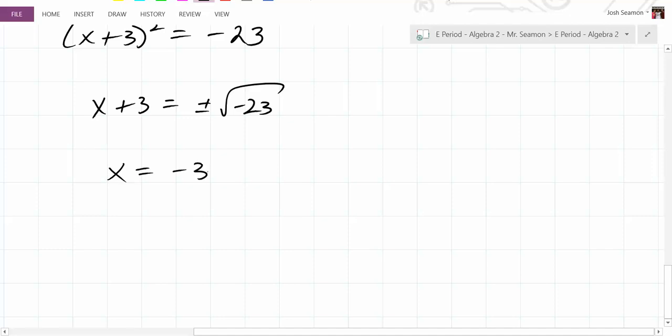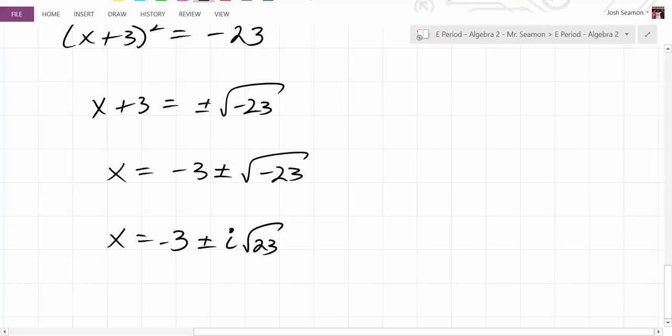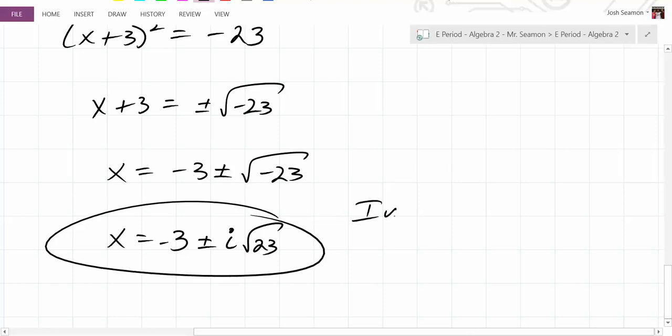x equals negative 3 plus or minus the square root of? You don't usually write the square root of negative 23. What do you write instead? 23. Plus or minus, what do you put in front? i root. This is an imaginary, irrational number. And now your life is complete because you've done a problem that has an answer that has 2 imaginary irrational answers.